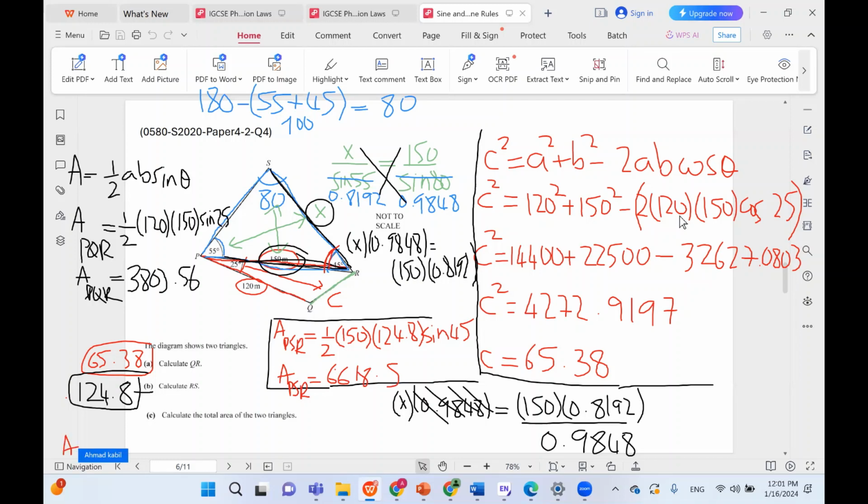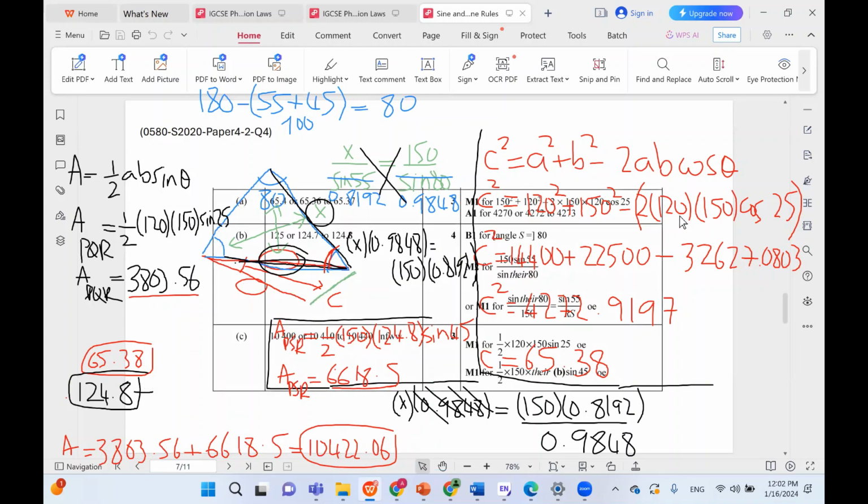Now that you have obtained the area of each triangle separately, all that is left to do is calculate the total area as the sum of the two areas. So we start by 3,803.56 added to the second area, which is 6,618.5. And the final answer, on the calculator, 3,803.56 plus 6,618.5 gives you 10,422.06. And this is the final answer.